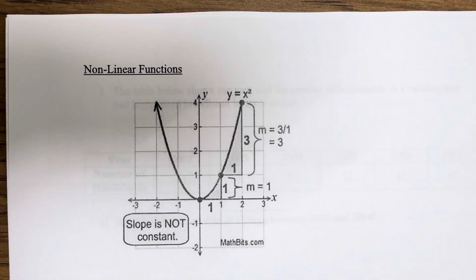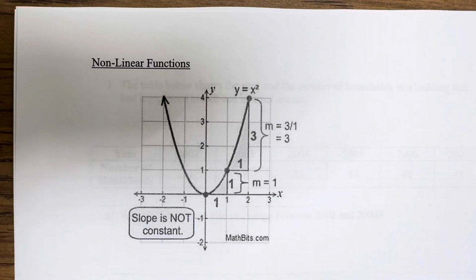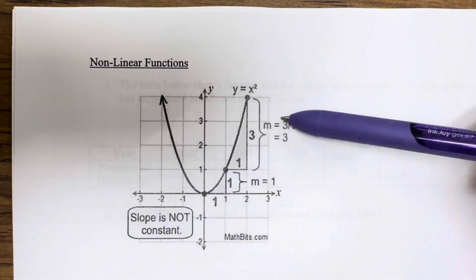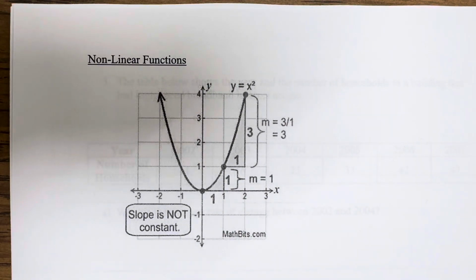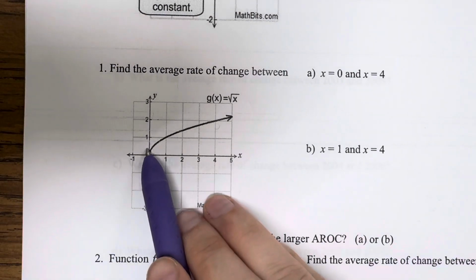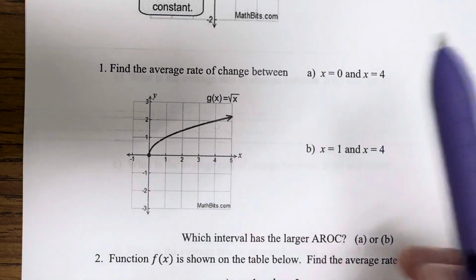Okay, nonlinear functions, these would be like your quadratics, polynomials, when you have exponents in here, that's going to make our slope not constant. Okay, so find the average rate of change. Again, we see a nonlinear function graphed here, which is g of x is equal to the square root of x.